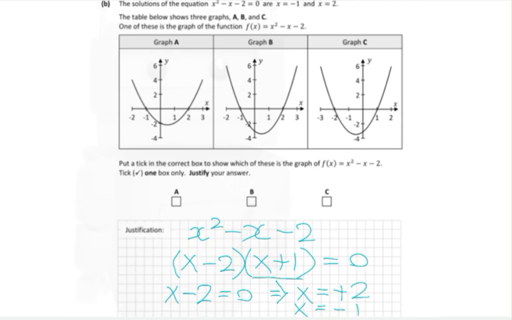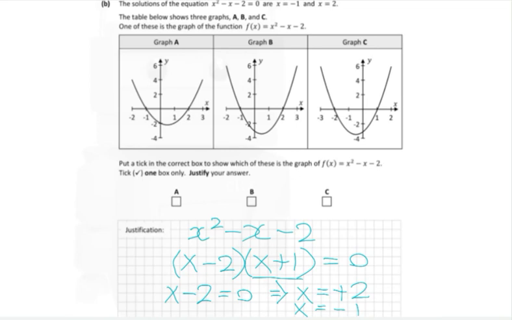Okay, so these two match. The 2 and the minus 1. It doesn't match part C. So that one can be taken out of it. Okay, so let's see the other aspect.